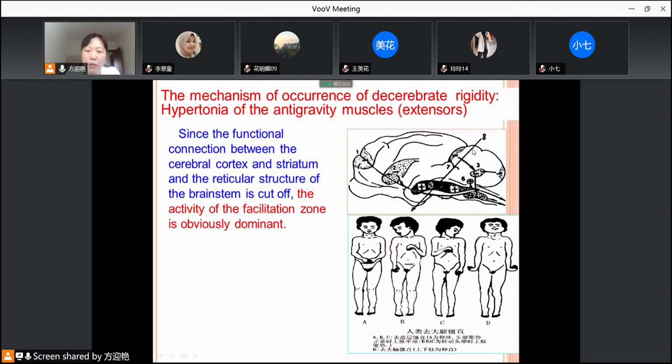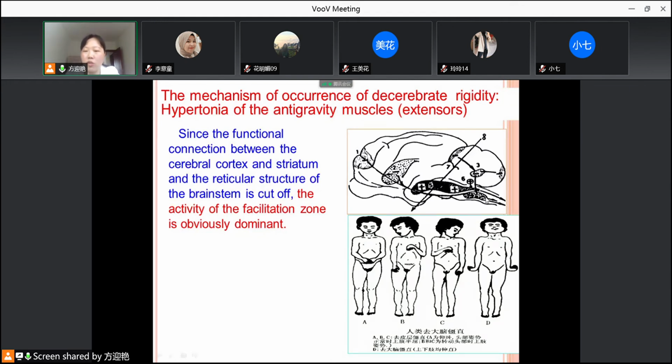And here is a cut of the brainstem, because we know that the reticular structures all have the facilitation zone and also the inhibitory zone. And then if they cut the separate cortex control, only the reticular structures regulate the movement.